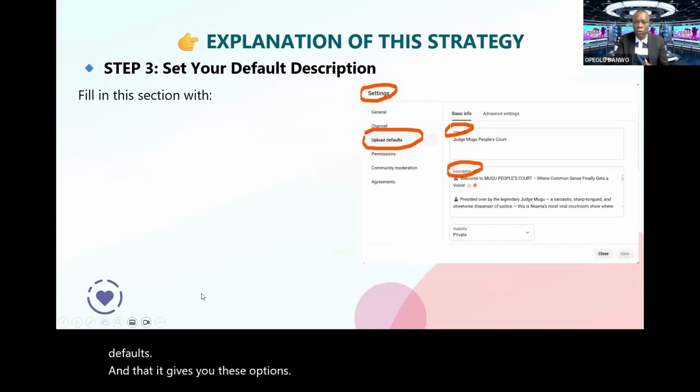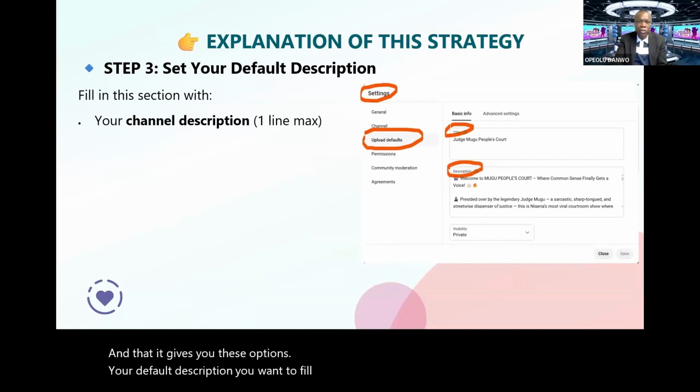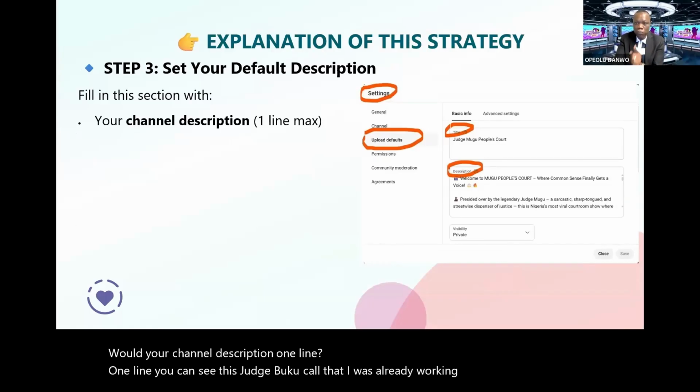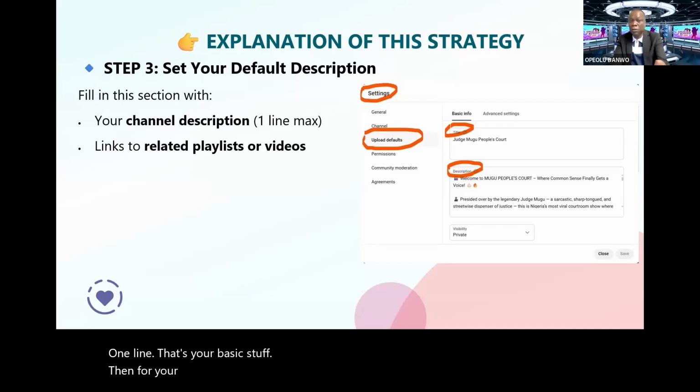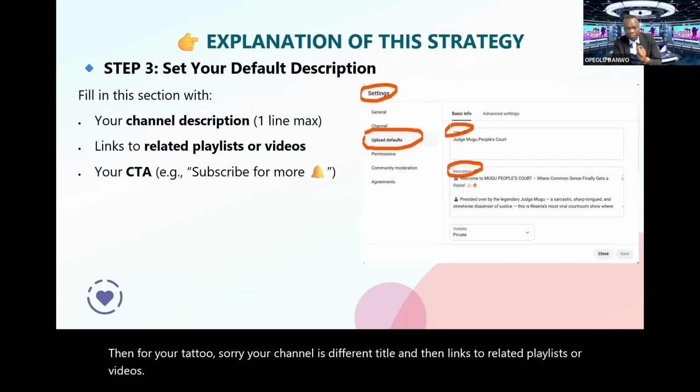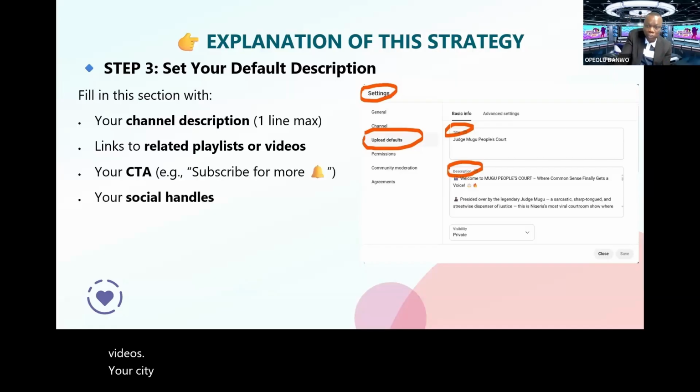Your default description, you want to fill this with your channel description, 1 line. You can see this George Mugu code that I was already working on. George Mugu People's Court. 1 line. That's your basic stuff. Then for your title, your channel description title. And then links to related playlists of videos. Your CTA, subscribe for more. Your social handles.